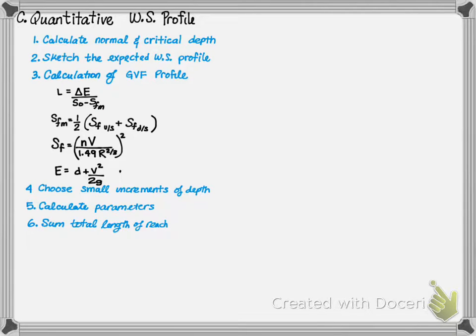Then we'll calculate all our parameters: the velocity, the hydraulic radius, the friction slope, the upstream and downstream energy, and then finally we'll calculate the length. Once we have lengths for all our small incremental locations, we could sum it to calculate the total length for that reach, which represents the gradually varied flow profile for that channel.